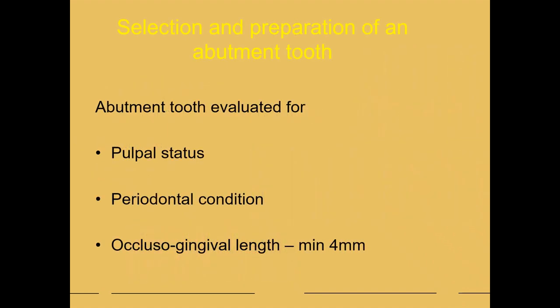Let us discuss the selection and preparation of an abutment tooth. The abutment teeth have to be evaluated for their pulpal status, that is the vitality of the pulp, as well as the size of the pulp chamber. The periodontal condition should be assessed and also the occlusogingival length. We know that a minimum of 4 millimeters of clinical crown is necessary in order to retain an attachment.